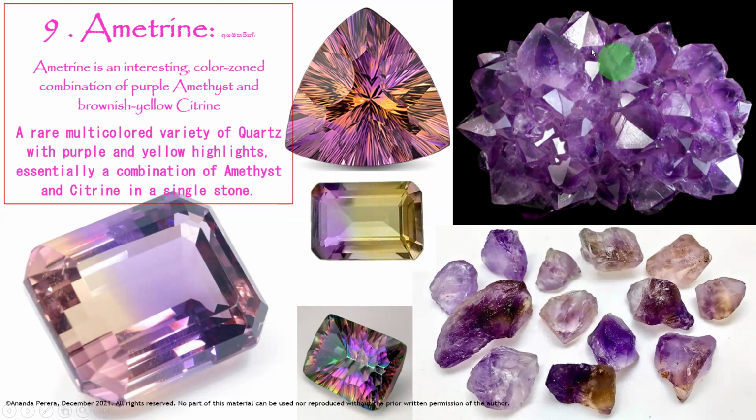This is amethyst. Ammetrine is an interesting color zone combination of purple amethyst and brownish yellow citrine. Purple amethyst and brownish yellow citrine are the combination in Ammetrine. A rare multicolored variety of quartz with purple and yellow highlights, essentially a combination of amethyst and citrine in a single stone. That is called Ammetrine. It is beautiful because of the color mixing.